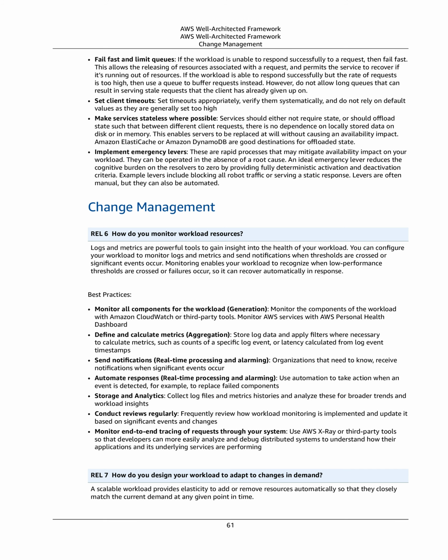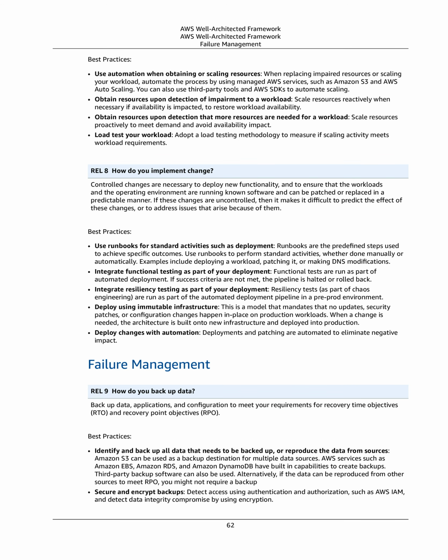REL 7: How do you design your workload to adapt to changes in demand? A scalable workload provides elasticity to add or remove resources automatically so that they closely match the current demand at any given point in time. Best practices: use automation when obtaining or scaling resources. When replacing impaired resources or scaling your workload, automate the process by using managed AWS services, such as Amazon S3 and AWS Auto Scaling. You can also use third-party tools and AWS SDKs to automate scaling.